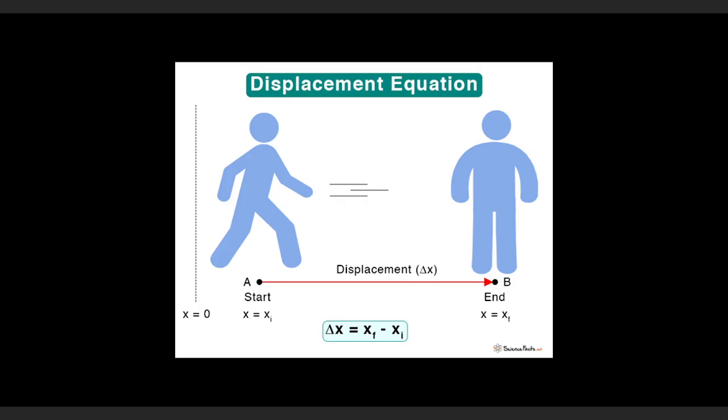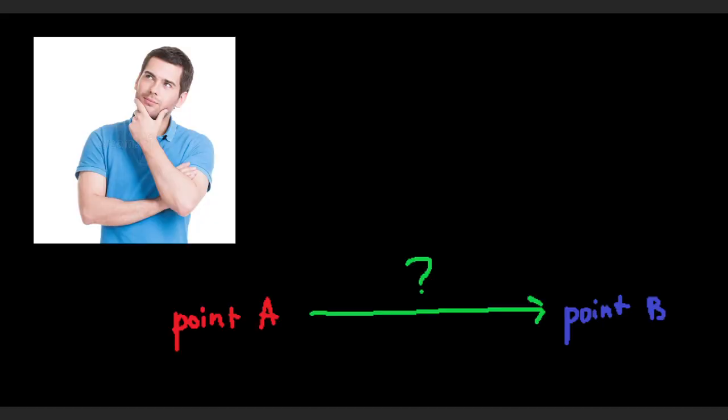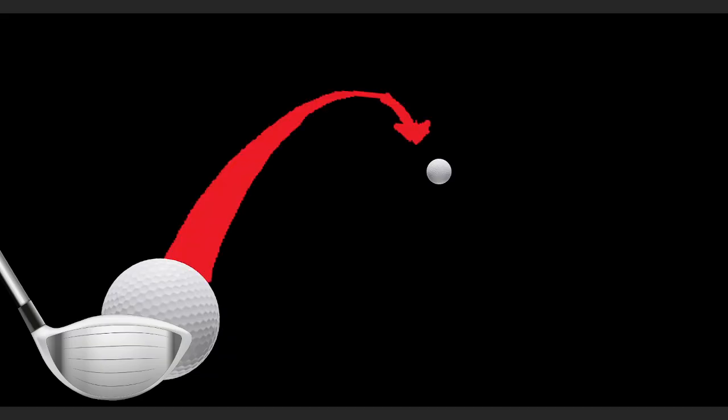Another important concept is displacement. Displacement is the change in an object's position. In other words, how far it has moved from its starting point, taking direction into account. In golf, we're interested in the ball's displacement to see how far and in what direction it travels after being hit.